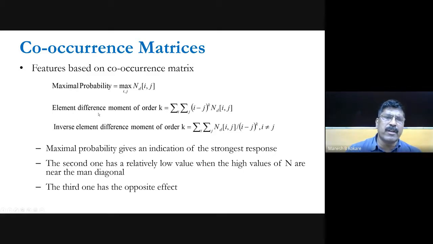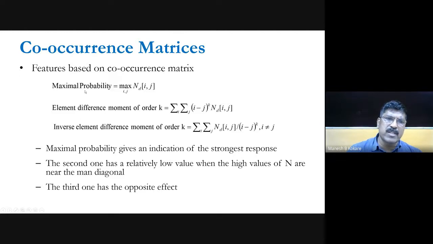And then the element difference moment of order k can also be calculated as summation over i, summation over j of (i minus j) raised to k into N_d(i,j). So this will give you the element difference moment of order k. The inverse element difference moment of order k can also be calculated as summation over i, summation over j of N_d(i,j) divided by (i minus j) raised to k, where i is not equal to j. So that will give you the inverse element difference moment of order k.